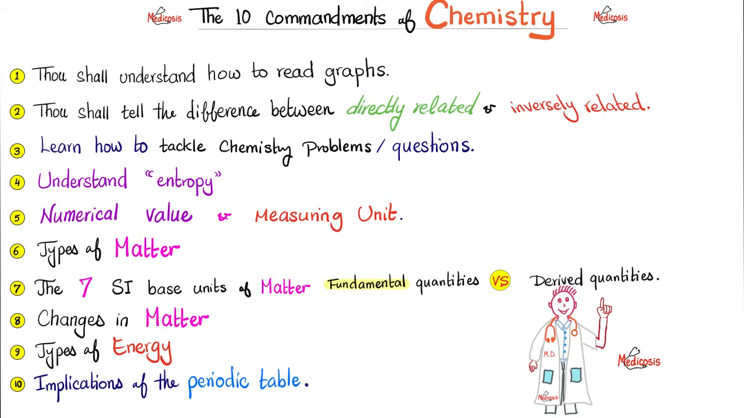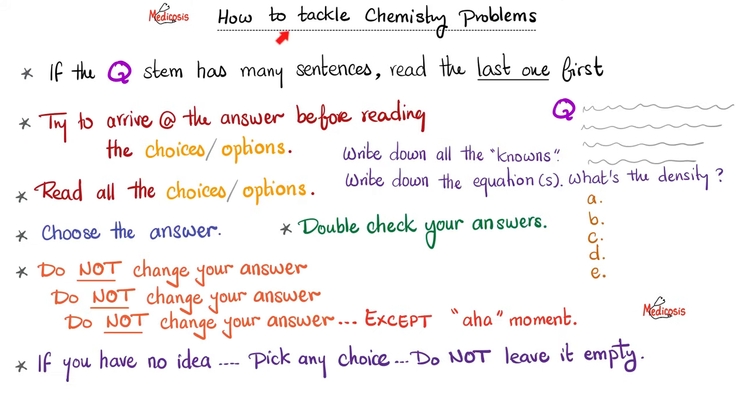So we're done with 1 and 2. Let's go to number 3. How to tackle chemistry problems on your exam. Here's the deal. If the question stem is long, you should read the last sentence first. And the last sentence could be, what's the density? Oh, now you'll go up and continue reading the entire thing.